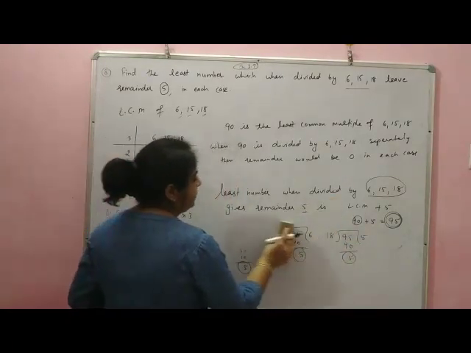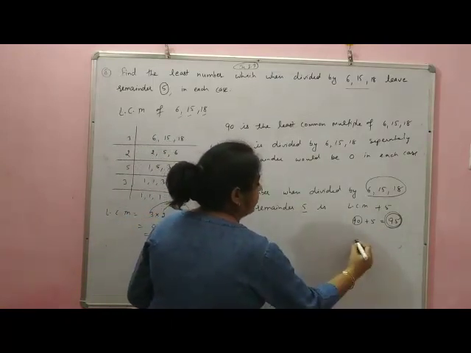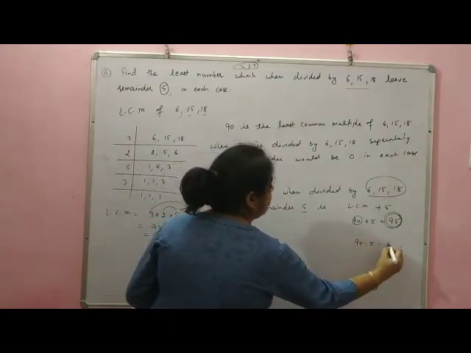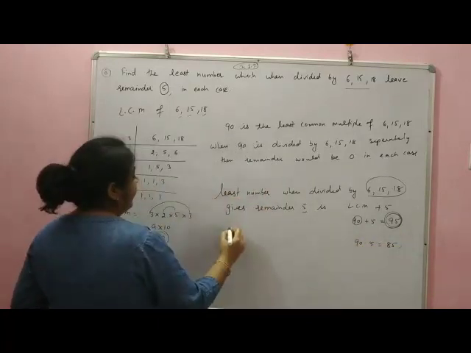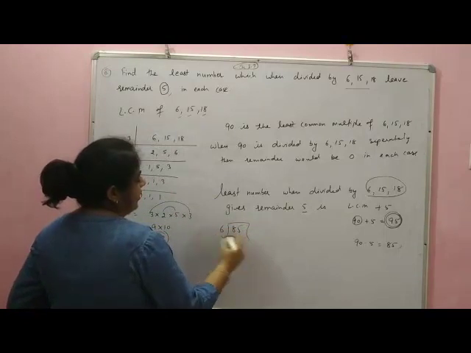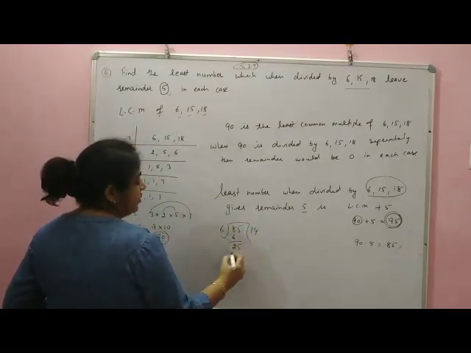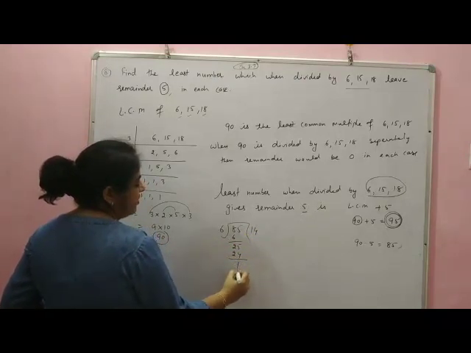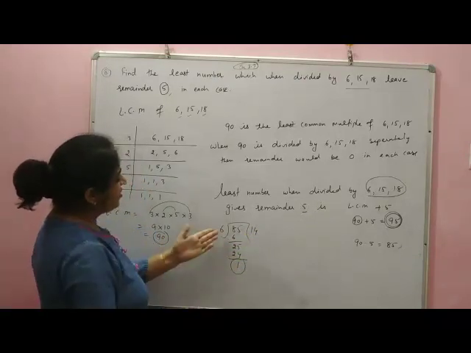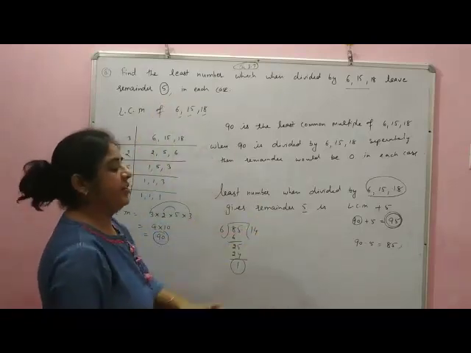Why? See, if we subtract it, just suppose 90 minus 5, the answer would be 85. Now when 85 is divided by 6, 6 fourteens are 84, and the remainder is 1, not 5. So in the first case we are getting the remainder 1, not 5. So no need to check the remaining parts.